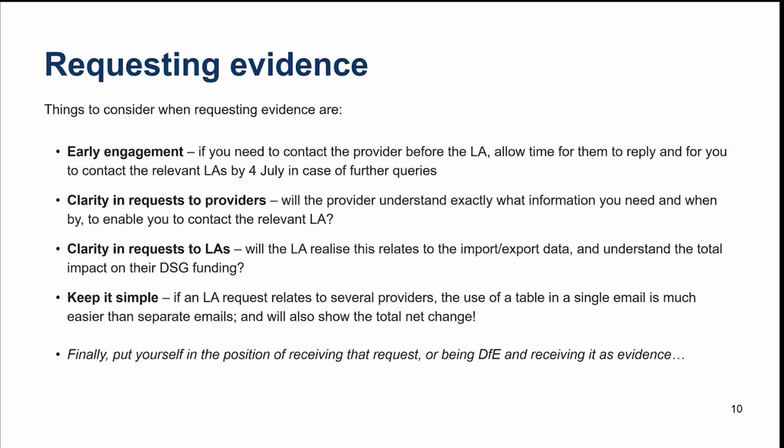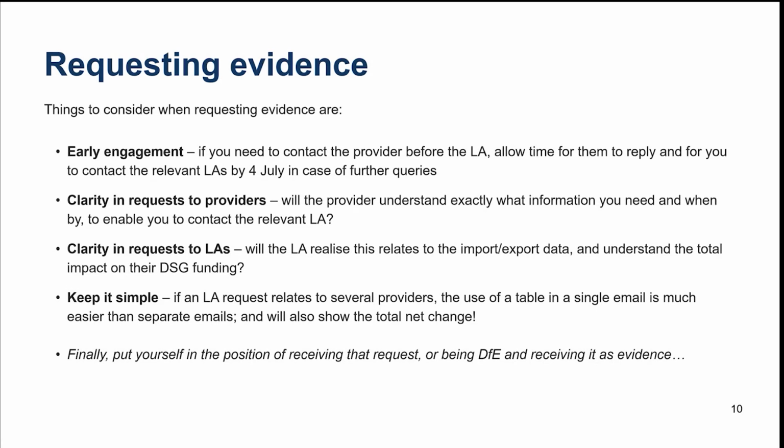So if a potential census or ILR data error is identified, and you may want to submit a template, you'll first need to contact the relevant provider and local authority for the required evidence. In doing so, it's important to engage with the provider and local authority early. In some cases, you may need to contact the provider for the correct information before going out to local authorities. So allow them time to reply, that will also enable you to contact the local authority before the 4th of July. It's also important that your request is clear about the actual information you need and when by.